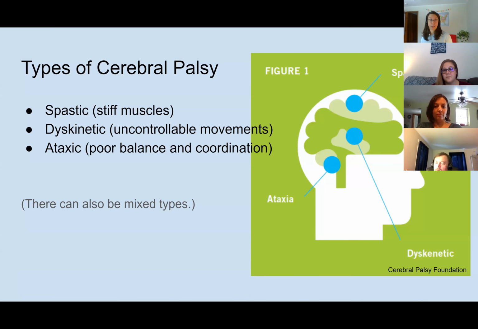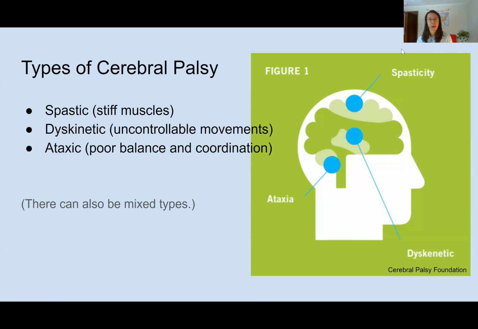But there are 3 different types of CP. So the type and manifestation of CP depends on the part of the brain that was affected. I don't know, am I blocking, can you see yourselves on my shared screen? I don't want to block the slide, but spastic cerebral palsy is the most common. And this is kind of stiff muscles. Dyskinetic would be uncontrollable movements. And then ataxic, which is the kind of CP I have, is poor balance and coordination.